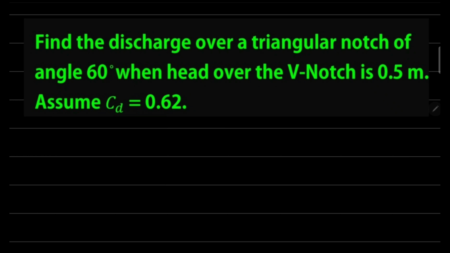Now we'll solve a numerical problem to find out the discharge over a triangular notch of angle 60 degree when the head over the V notch is 0.5 meter, by assuming that CD value is equal to 0.62. So let's start the solution. The first thing that is given to us is the angle of notch is 60 degree, head is given to us, that is 0.5 meter, and CD value is 0.62.